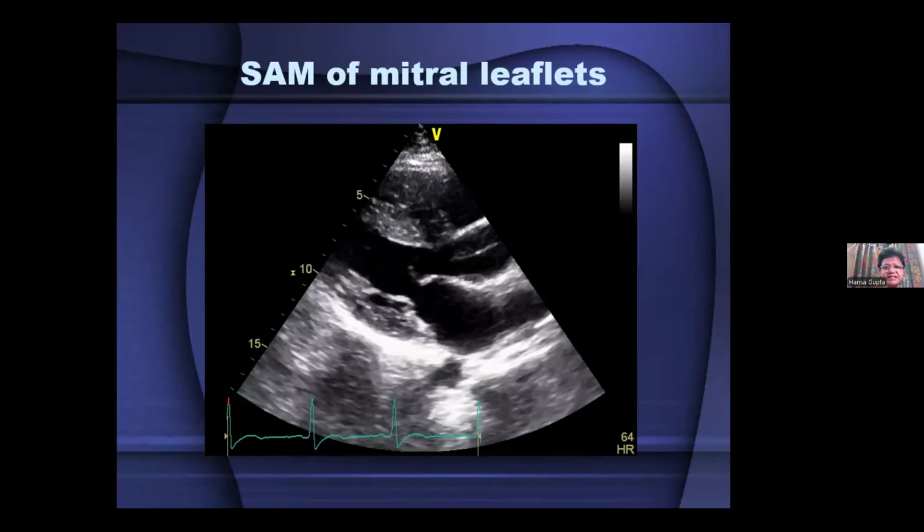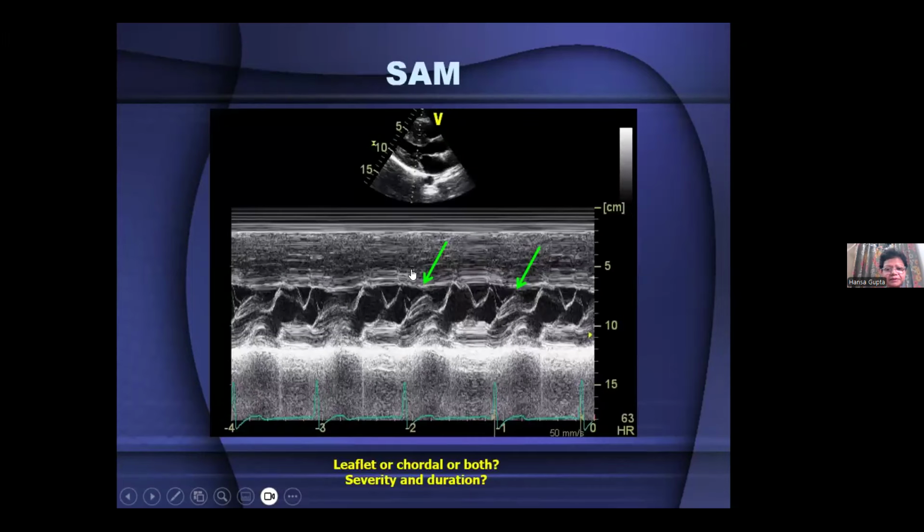So here you can see SAM. I'll show you more clearly on this. So this is going towards it. Not a very good slide, not a very good image, but let's see here, M-mode, because this is one of the very good ways to detect that. We have cut across the AML, and this is the mitral leaflet waveform. And here is the closing line.